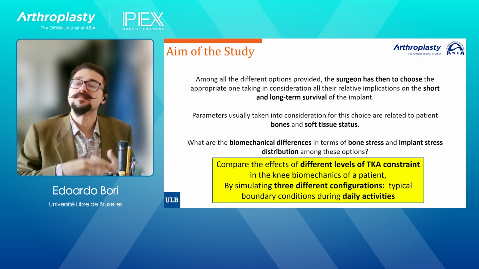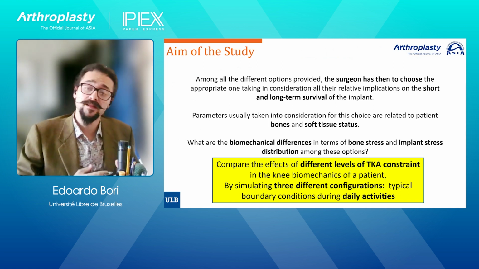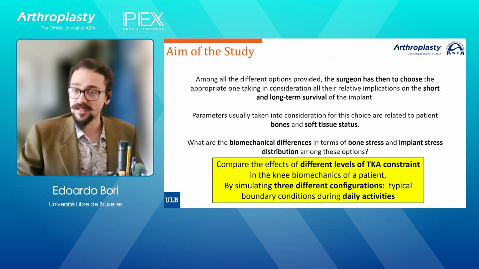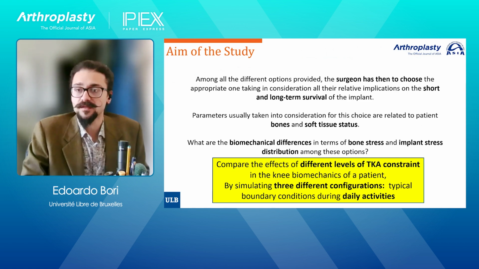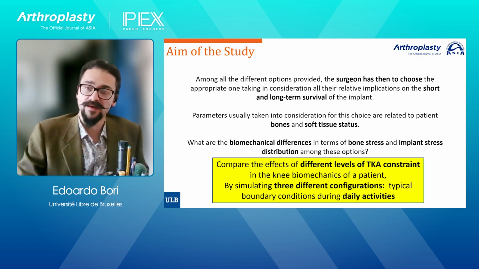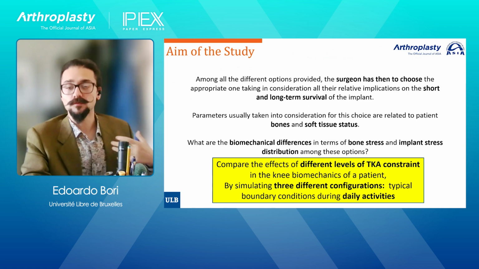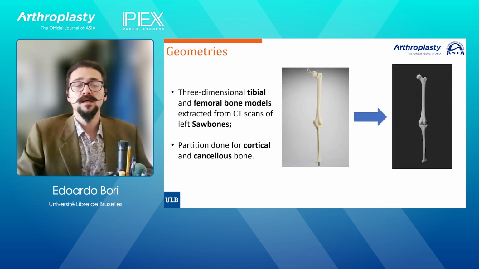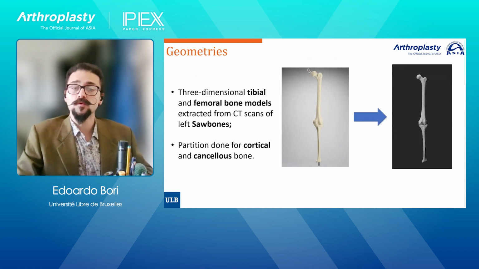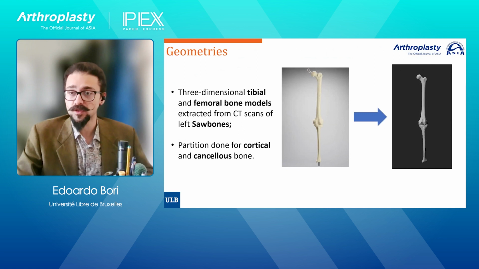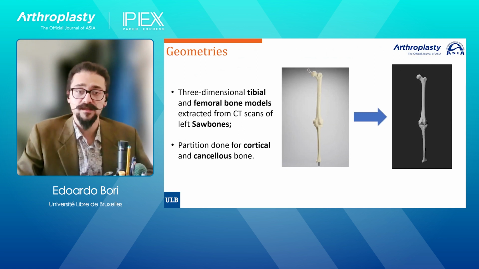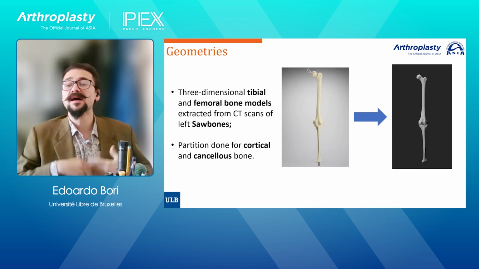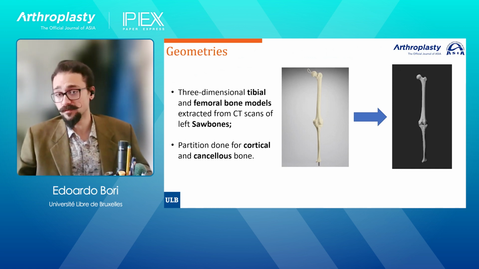In order to perform this kind of comparison, we decided to proceed with finite element analysis, that is, in silico simulation that affords us clear comparative results. In order to achieve this objective, we started with the first ingredient, that is the geometries. So we took a sawbone, as is usually done in the literature for this kind of study. We have CT scans of this sawbone, and we performed a reconstruction of the 3D model of the bone.